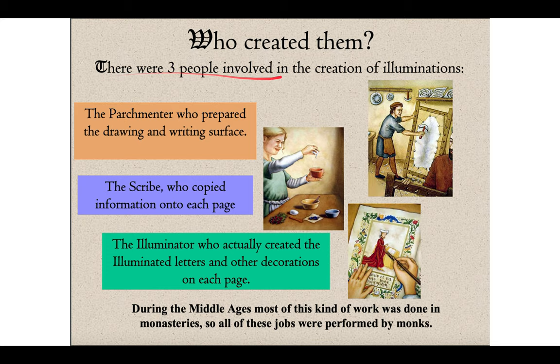There were three people involved in the creation of illuminations. This is under the section, Who Created Them, on your notes. The parchmenter prepared the drawing and writing surface. This is the parchmenter. The scribe copied information onto each page. And the illuminator actually created the illuminated letters and other decorations on each page. At this point, you should have Who Created Them completed.